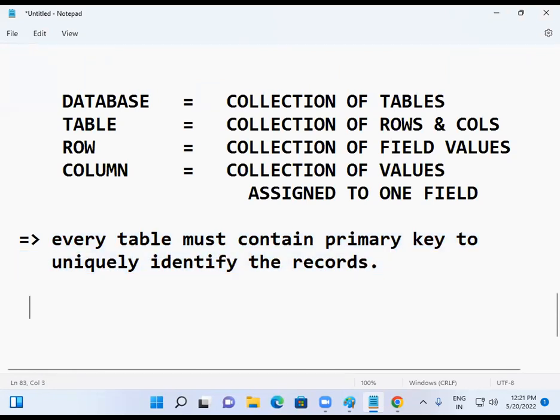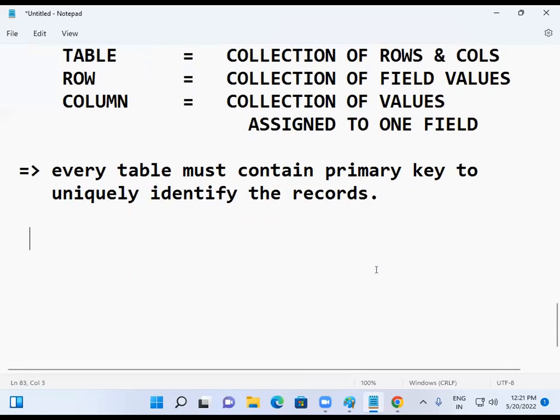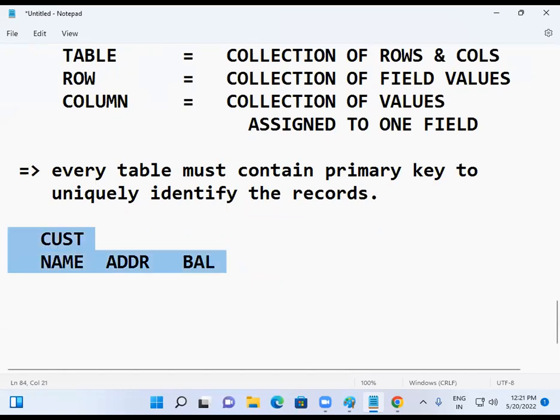So what is the meaning of primary key? Just listen, you'll understand. For example, every bank stores customers' data. Yes or no? They store like this: customer name, customer address, customer balance. But if they store like this, what is the problem?